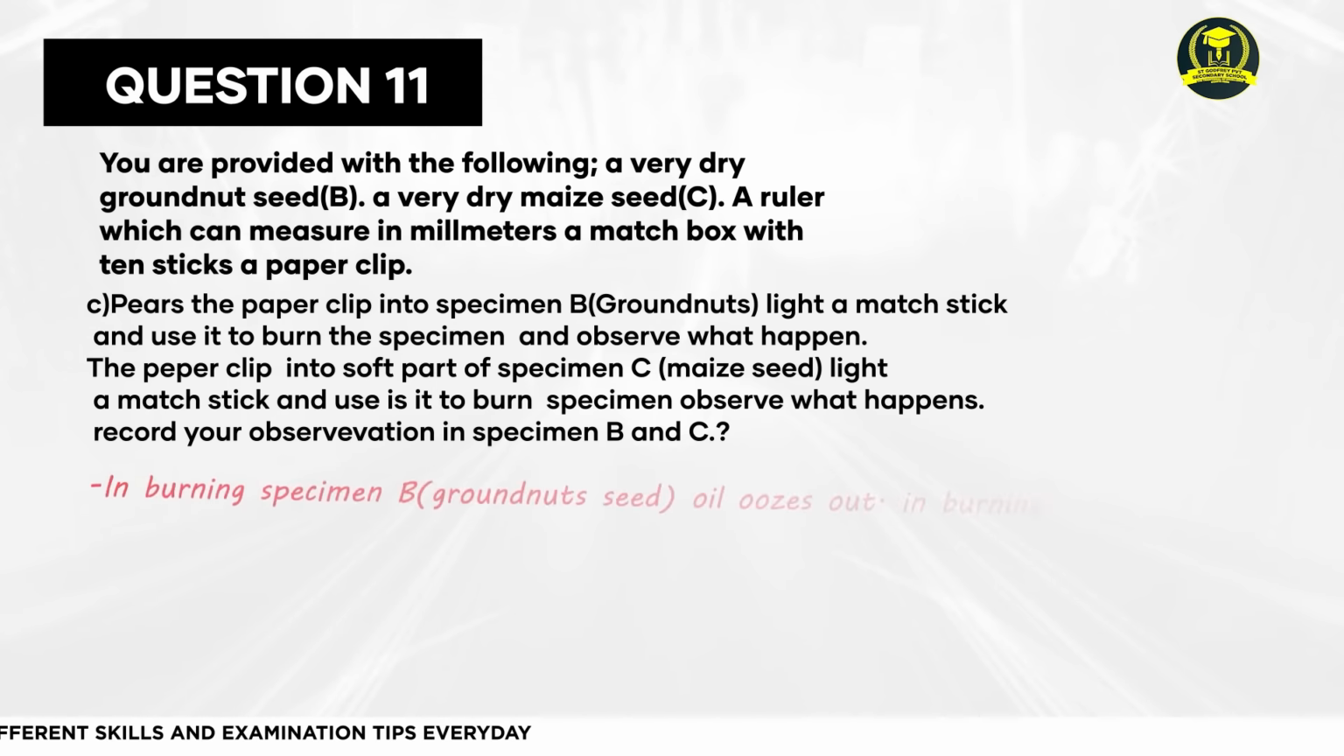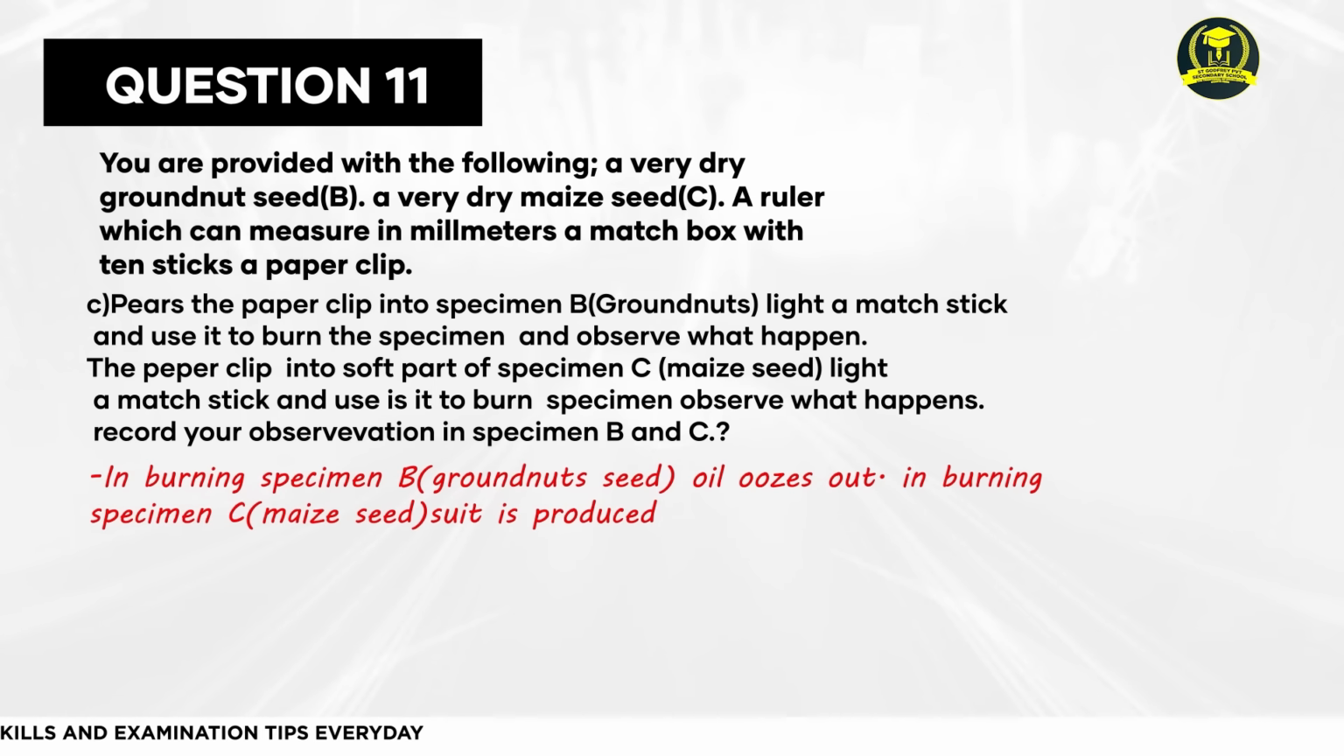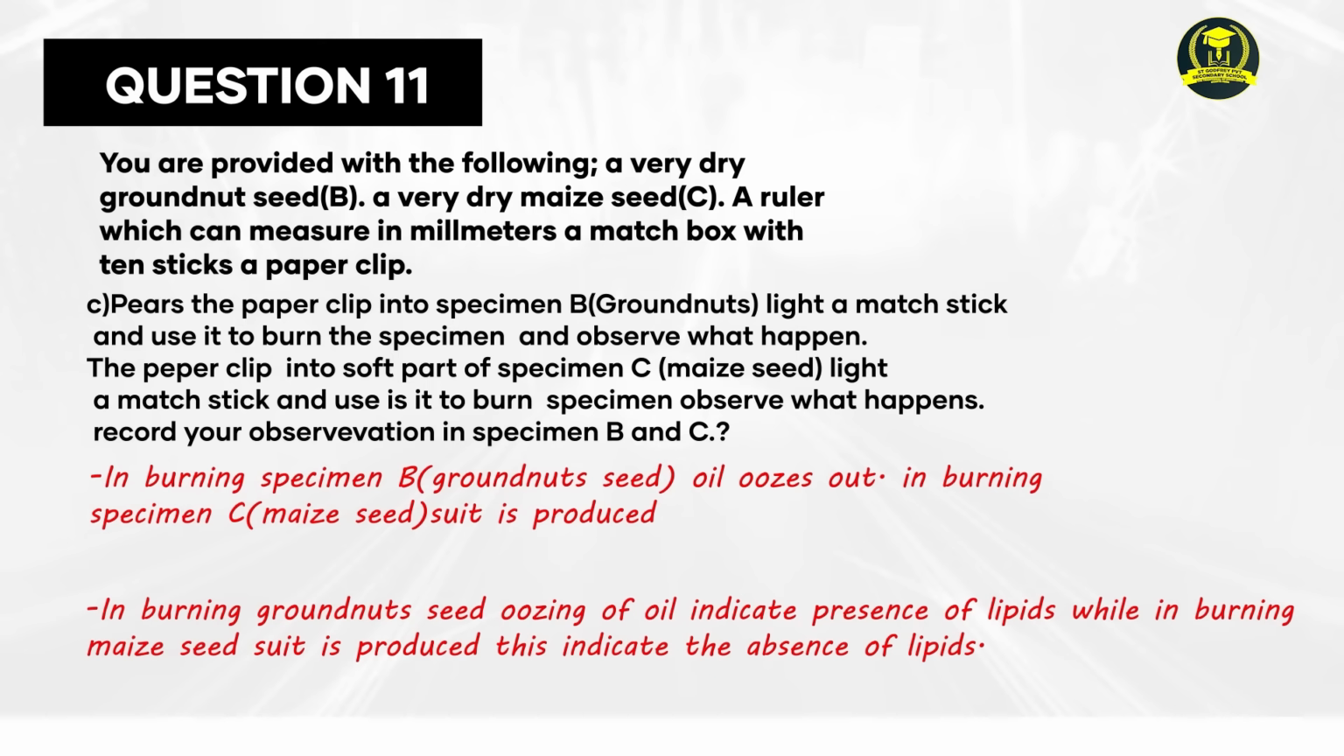In burning specimen B, which is groundnut, oil oozes out. In burning specimen C, which is maize seed, soot is produced. Question D. Explain your observations. In burning groundnuts, oozing of oil indicates presence of lipids, while in burning of maize seed, soot was produced. This indicates the absence of lipids.